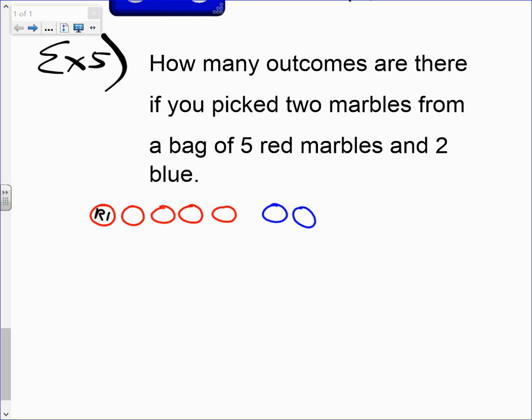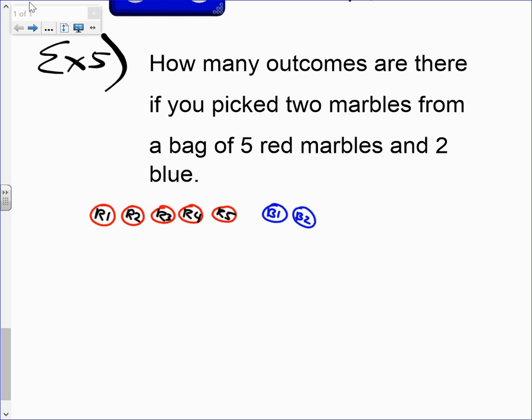1. R2, red marble 2. R3, R4, R5, Blue 1, blue 2. There's our bag.